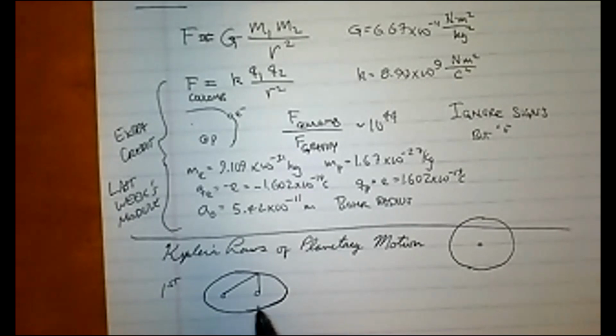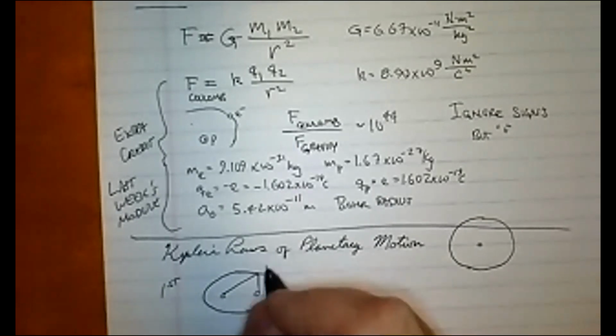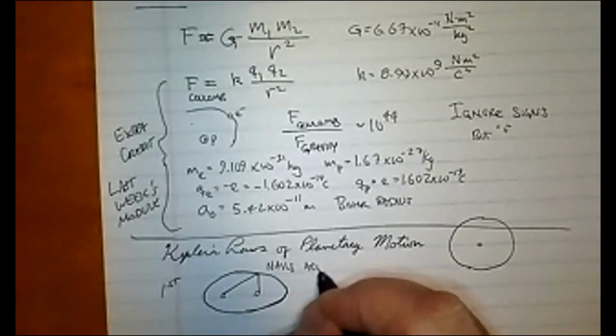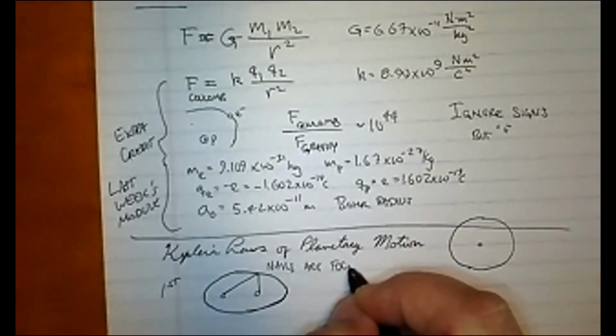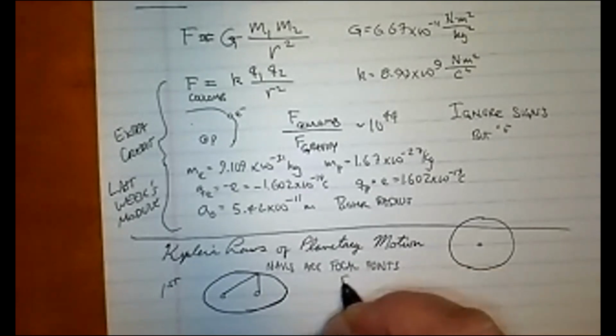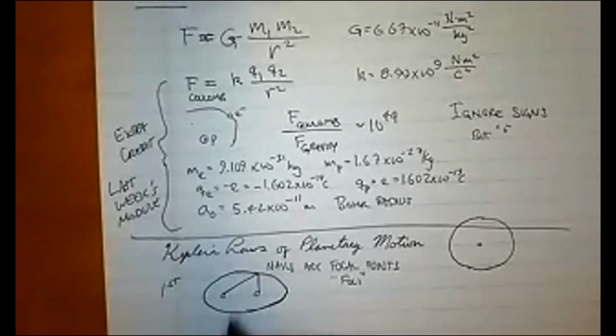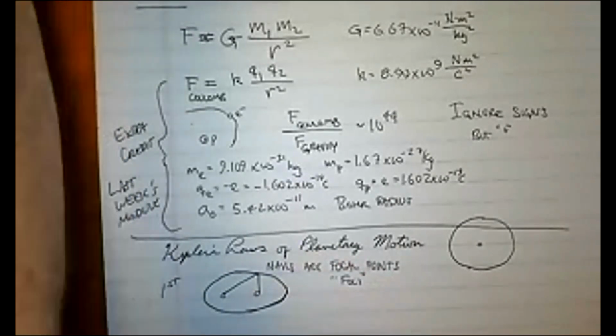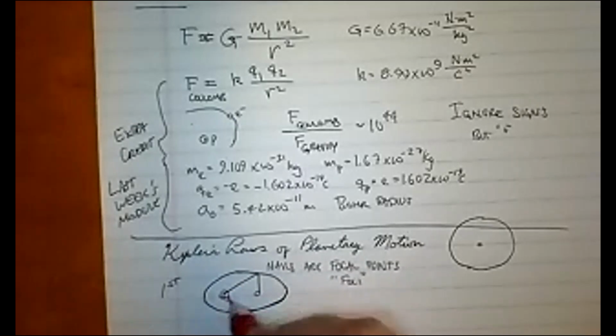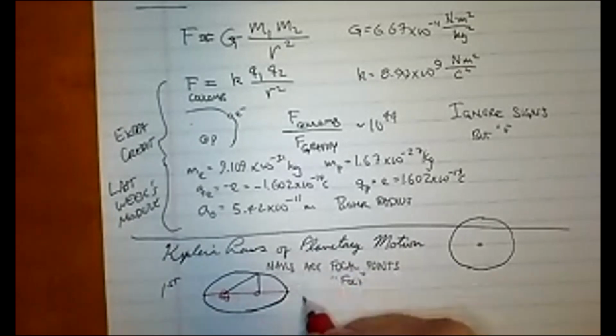Obviously, that's not a very good ellipse, but that's an ellipse, okay? And these two nails are the focal points, of which the plural is foci. Now, what he said was, one of these will be the sun, and the other one's nothing. Nothing special about the other one, okay? So there's our sun. It turns out this right here is the major axis.